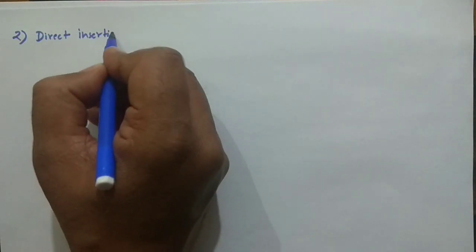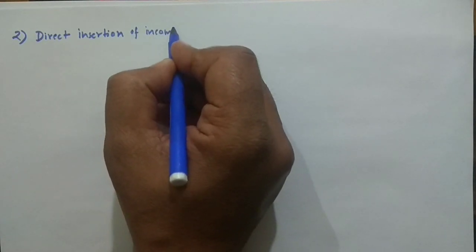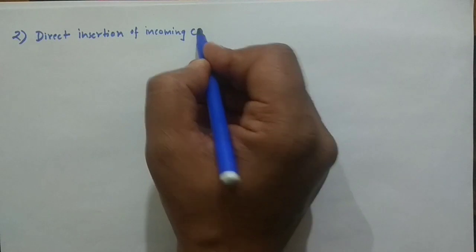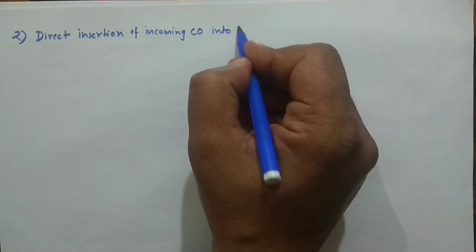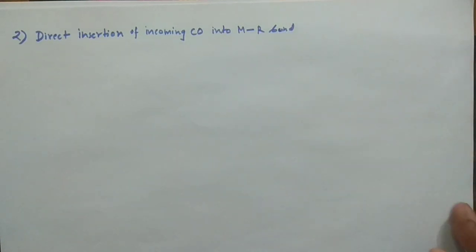Now say I'm having my next mechanism, which is mechanism number 2. First I explained the alkyl migration. Now I am going to discuss direct insertion of incoming CO into the metal alkyl bond. Okay, now I'm going to this particular one.